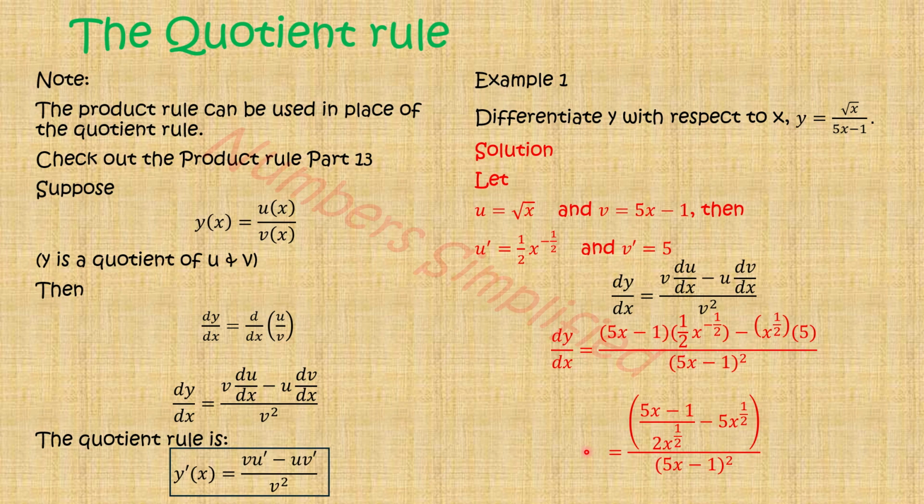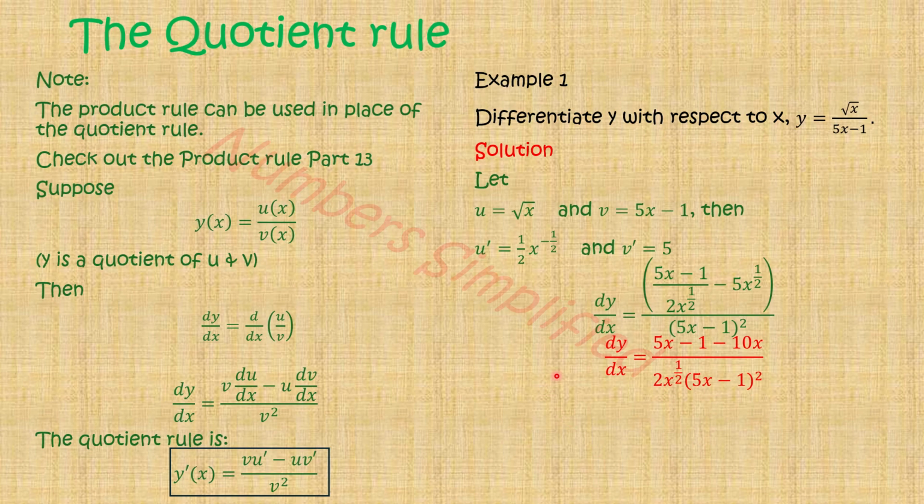So now when we get to this stage over here, we see that we can actually simplify this to be that, where we have 5x minus 1 minus 10x all over 2x to the power half times 5x minus 1 squared. Simplifying further, we are going to get our dy dx becoming minus 5x minus 1 all over 2 times the square root of x times 5x minus 1 squared. And that becomes our answer.